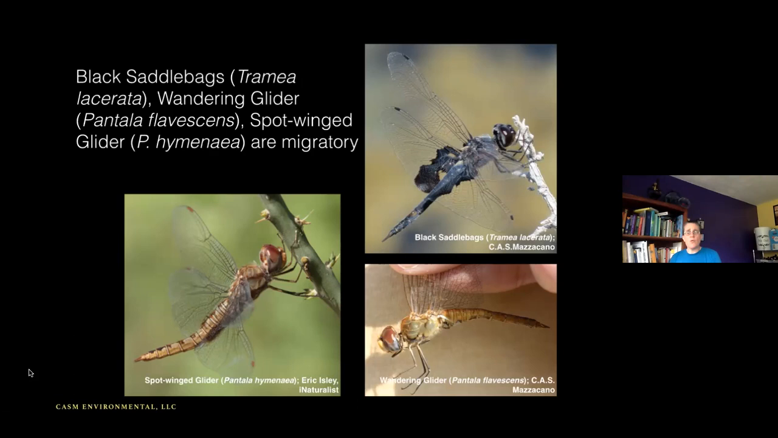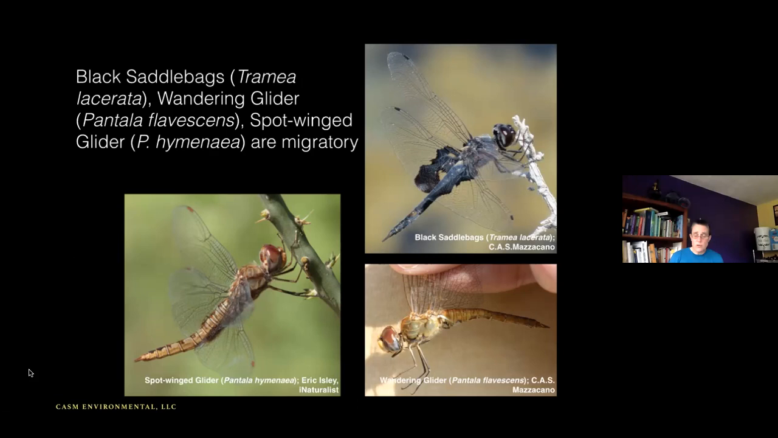A little bit more unexpected visitors, even though they are on the species list for Multnomah County. And the spot-winged glider that was found at one of our sites was a very opportunistic record. It was somebody who had been to their site several times, and they simply knew they had not seen something that looked like this dragonfly before. They did not know what it was.